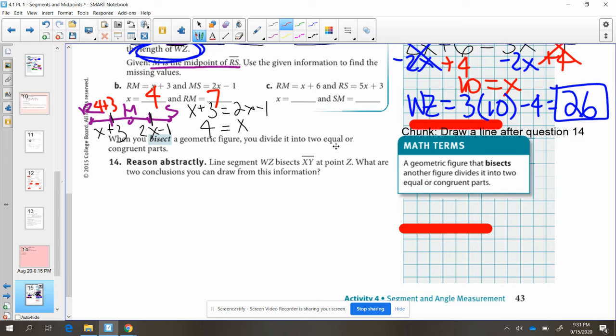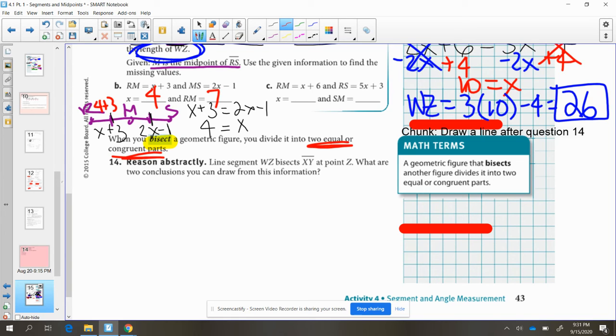Now, number 14 introduces to us another important vocab word, and that word is bisect. When we have a midpoint, we bisect our line segment. What a bisection is, whether that's in a line segment or eventually we'll talk about it in angles, is that we are cutting it into 2 equal pieces, or congruent parts.